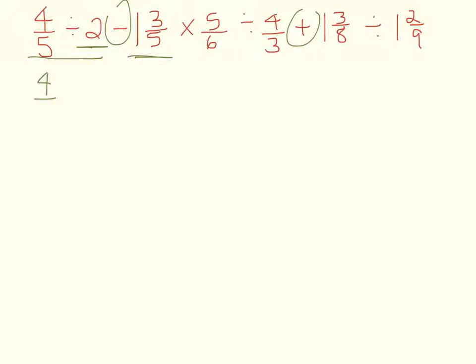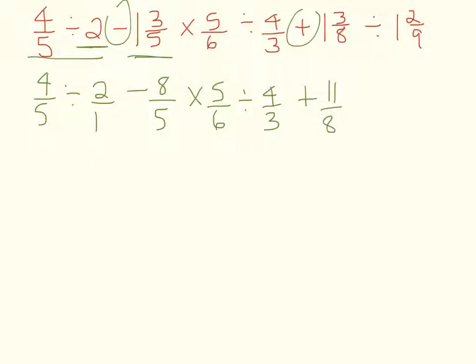So I have 4/5 divided by 2 over 1. And I have a negative, 5 multiplied by 1 is 5, plus 3 gives us 8, and that denominator will still be 5, multiplied by 5/6 divided by 4/3, plus 8 multiplied by 1 gives us 8, plus 3 gives us 11, with that denominator staying the same, divided by 9 multiplied by 1 is 9, plus 2 is 11 over 9.